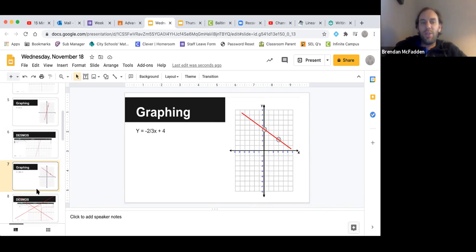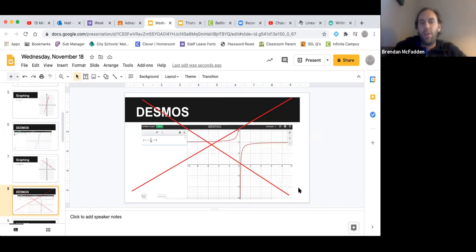So if you go to Desmos and you punch in y equals negative 2/3 x plus 4, you might get something that looks like this. This is not a linear line. And if you look closely at what we did here, let me blow it up so you can see.